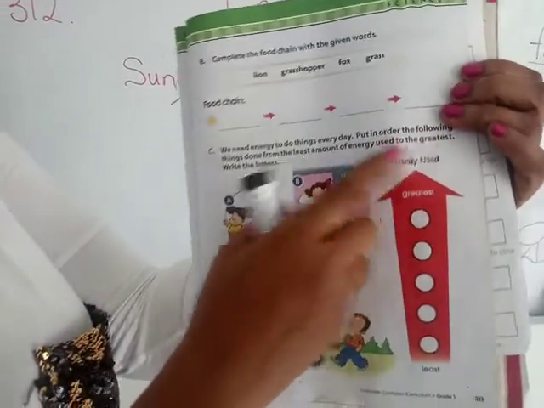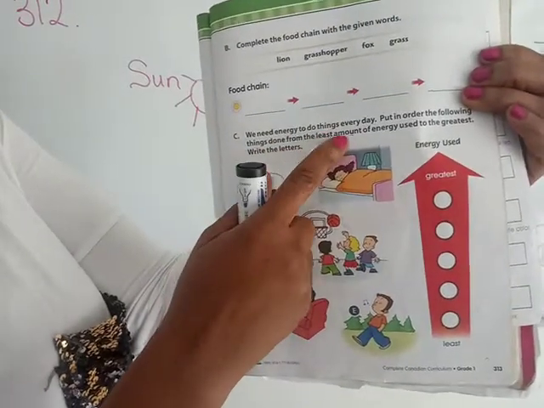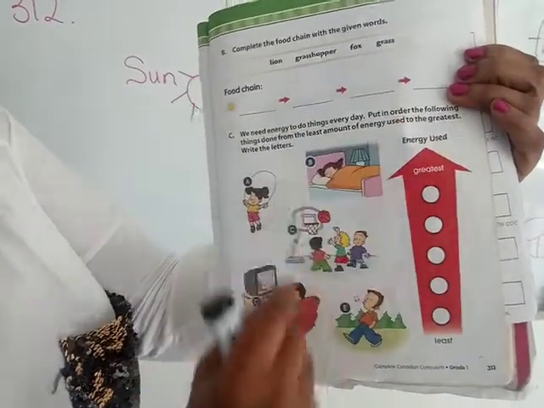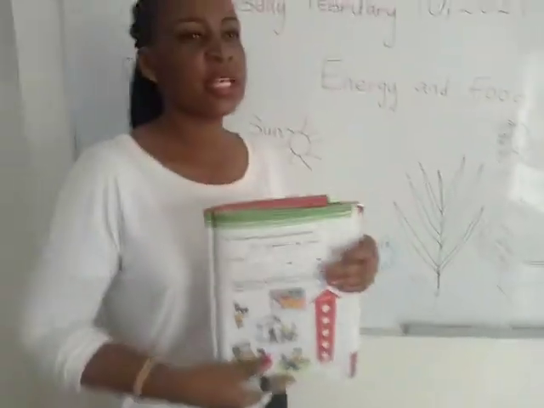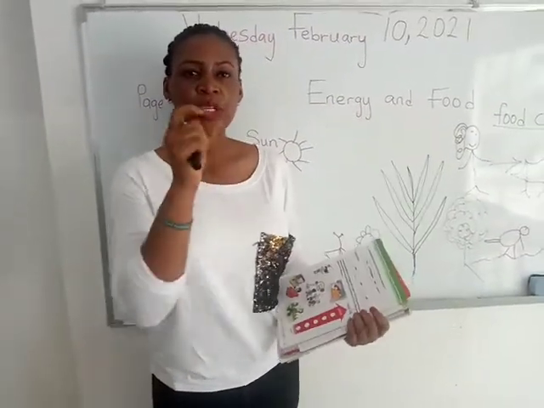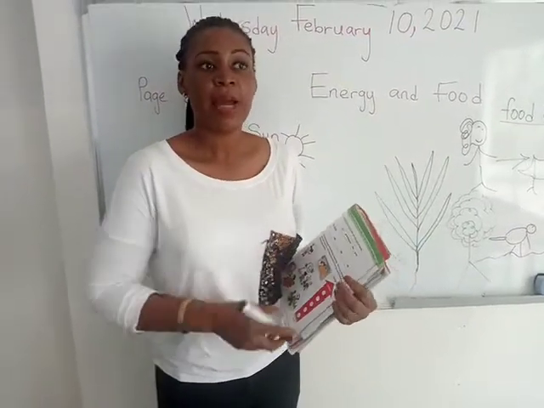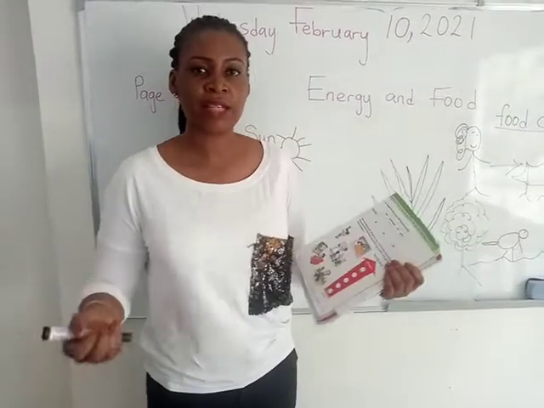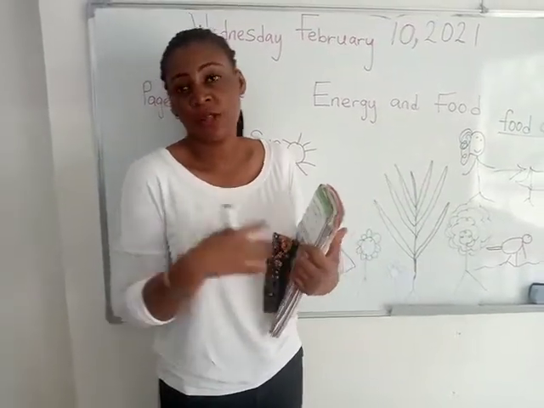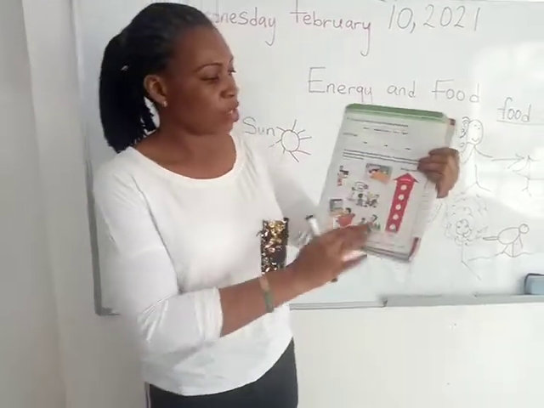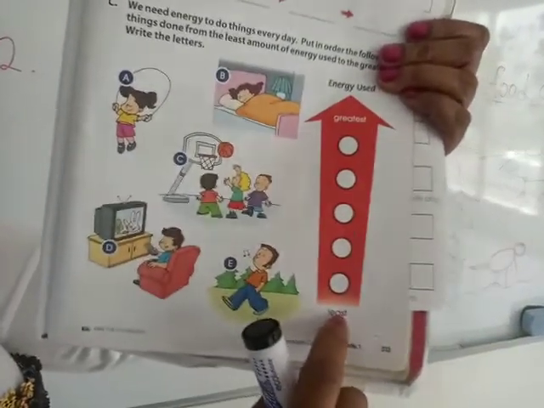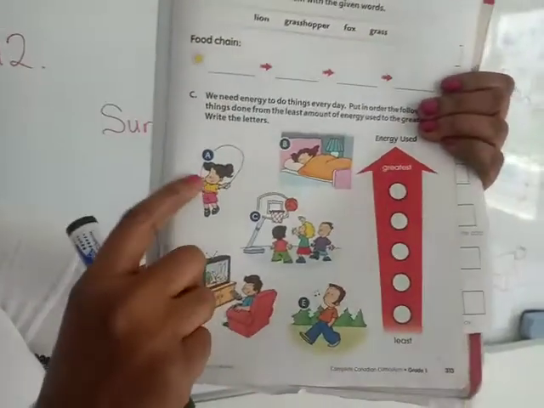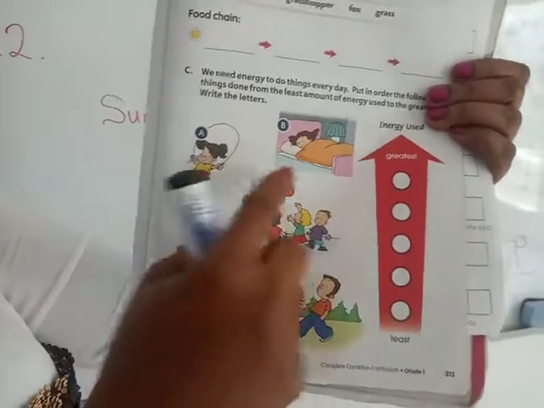All right. Now it says put in order the following things done from the least amount of energy used to the greatest. Write the letters. Now some activities, we just need a little amount of energy to do, while some other activities need a great amount of energy for you to be super active, while some, you're just relaxed, okay? So we're going to be arranging the different activities in order, starting from the one that needs the least energy to the greatest.